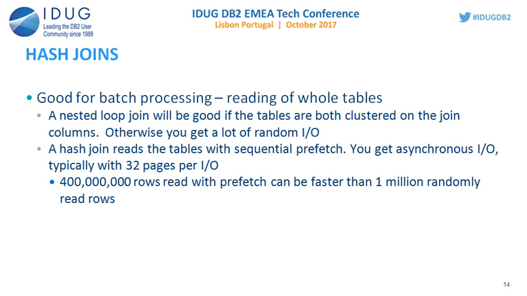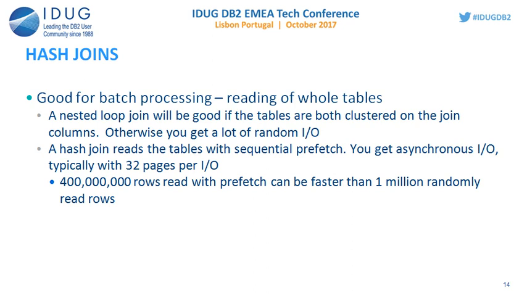Next topic, speaking of hash joins. They are very good for batch processing, where you're typically reading the whole table or a large portion of it. Nested loop joins are good if both tables are clustered on the join columns, so they're in the same order. But otherwise, you're going to end up with a lot of synchronous I/O, with DB2 jumping all around on the inner table, because it's in a different order than the outer table.